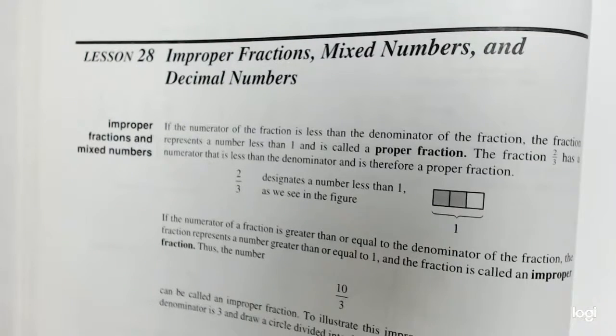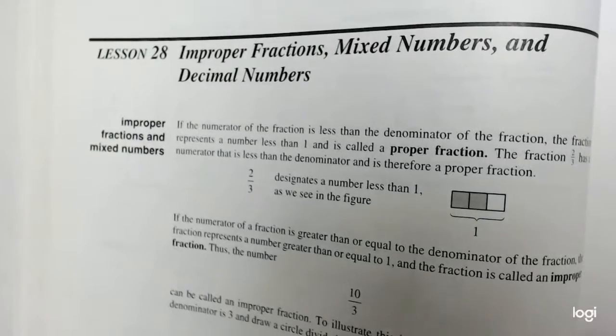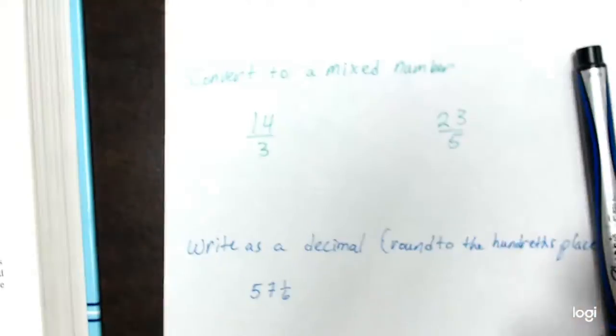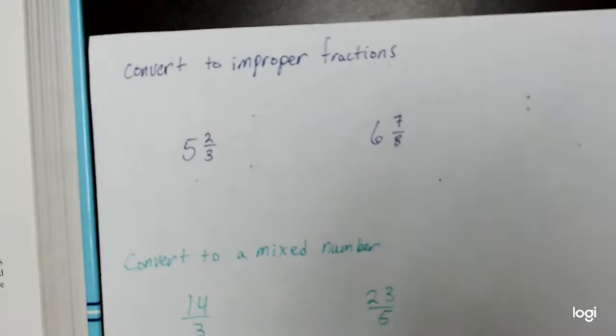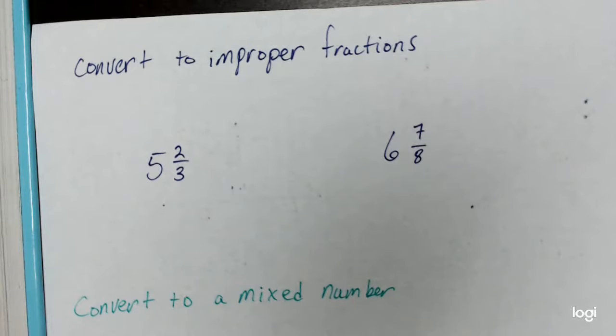Pre-algebra lesson 28, improper fractions, mixed numbers, and decimal numbers. So we're going to be learning how to write and convert all these types of numbers, and we're going to do it just by going straight to the practice problem. So let's start with mixed numbers converting to improper fractions.